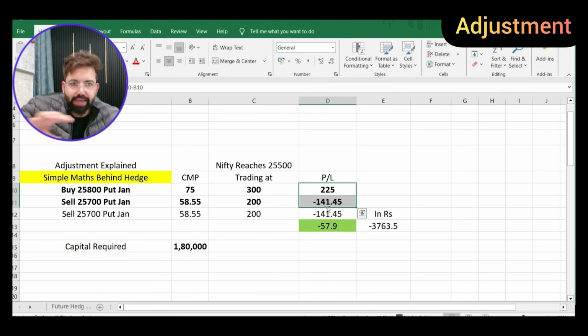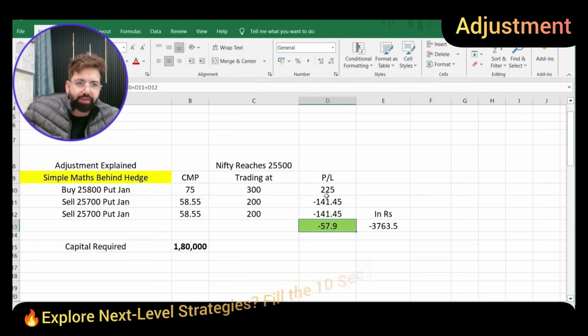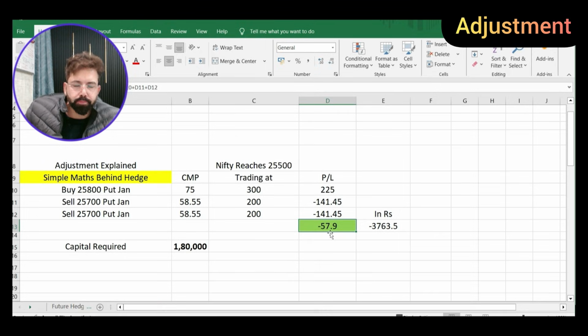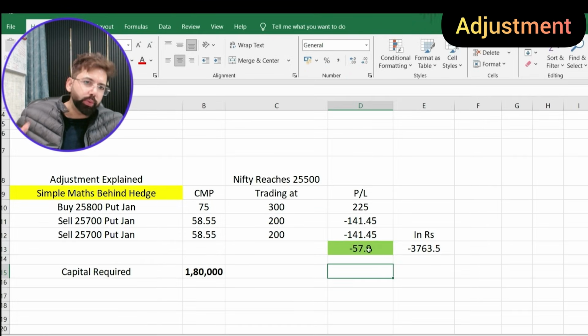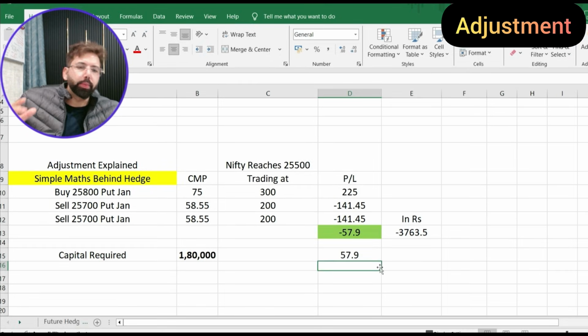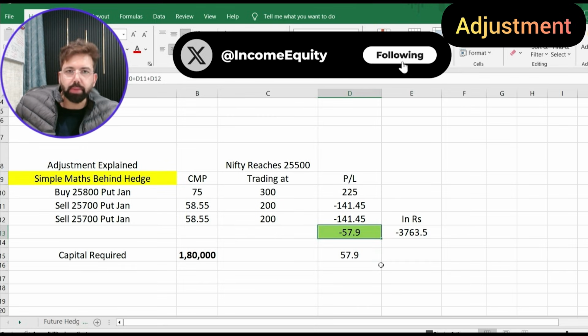So if we exit the entire position, what is left after the whole calculation is minus 57.9 points, which is a loss that needs recovery. Basically, if we recover 57.9 points, this simply means that the trade will be break even. Good. Now let's see. We are taking an example of Nifty expiring at 25,500, and we are running the calculation here based on the premium available.